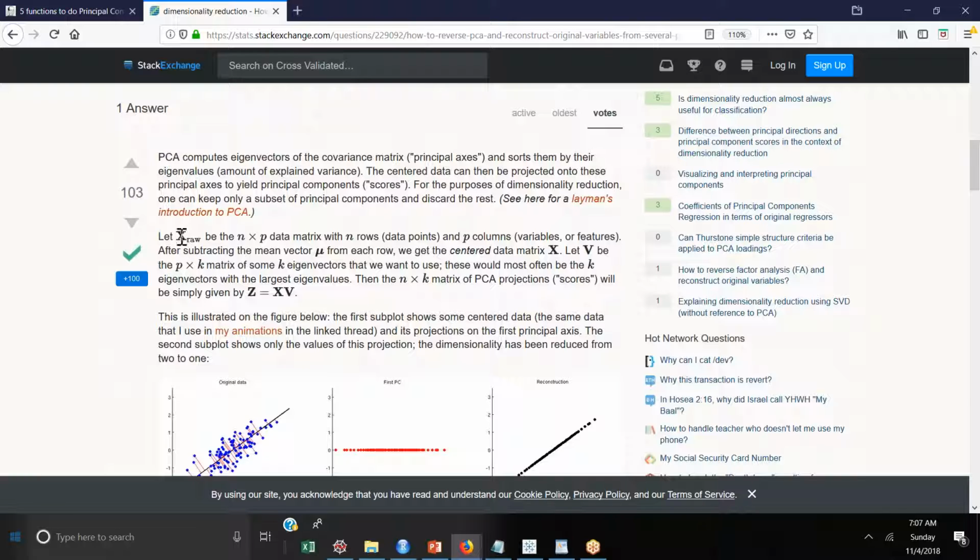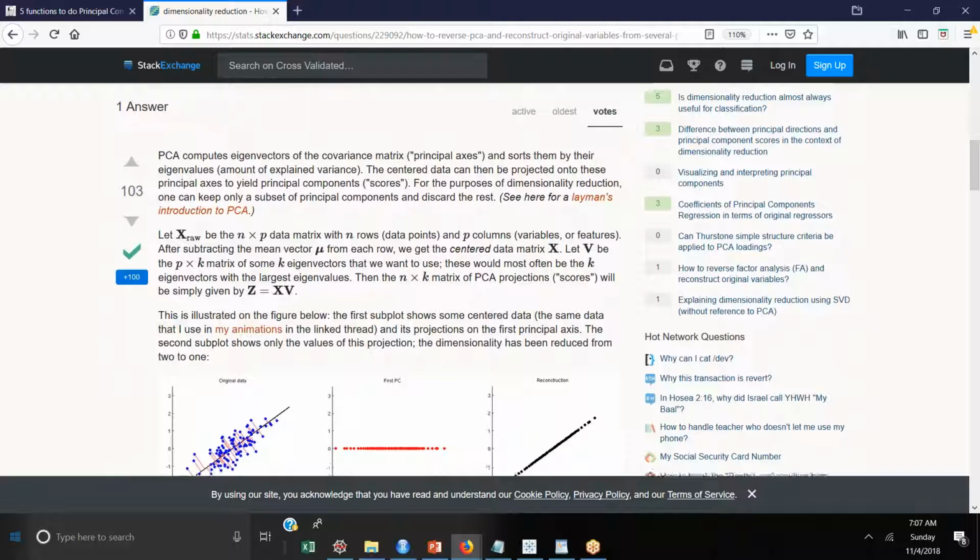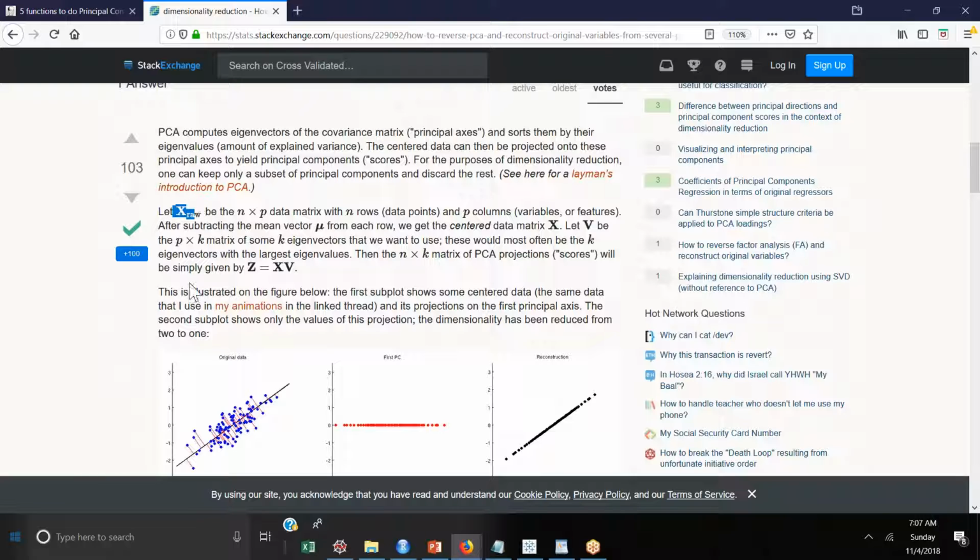So let's say the original data is X. I'm going to explain this. X raw, that is the raw data, which is N, in this case 50 states, and then 4 columns, right? The original data. 50 states, 4 columns about crime data. Okay?